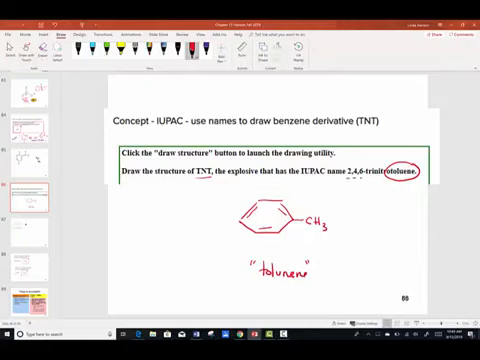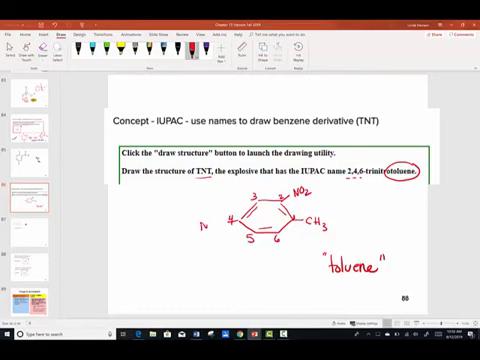And now I can see that there's positions 2, 4, 6, knowing that that's a 1. That always gets the 1 because it's part of the base word. I spoke and wrote at the same time and ended up with a spelling error. Let me fix that. At position 1, 2, 3, 4, 5, 6, we have nitro groups. At position 2, position 4, and position 6 are nitro groups. 2, 4, 6 trinitrotoluene. That is the chemical breakdown of TNT.